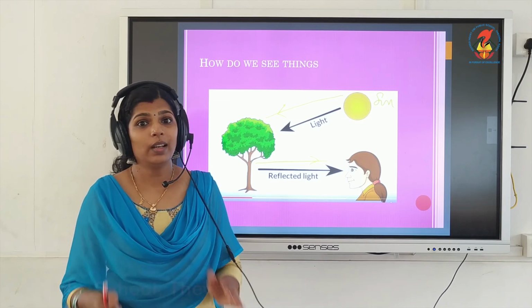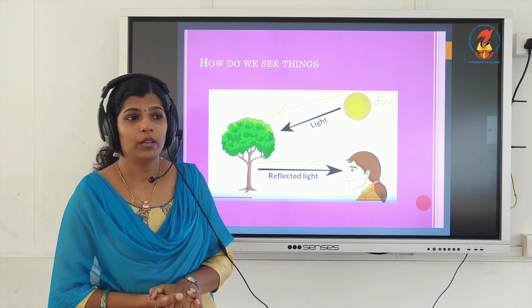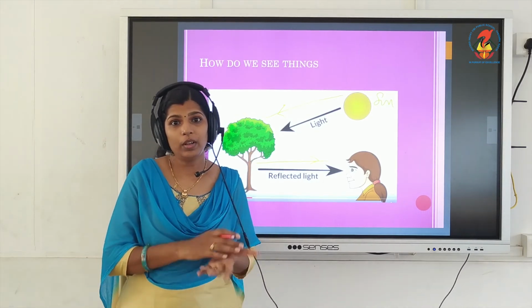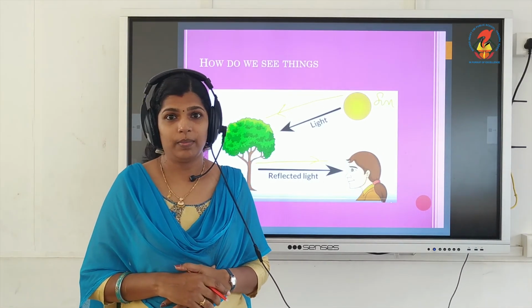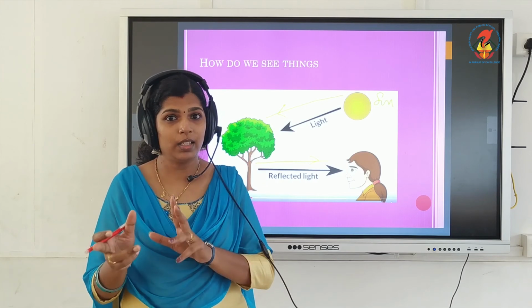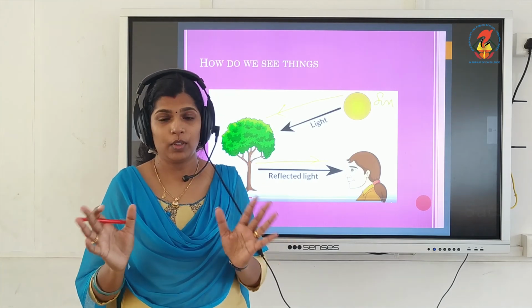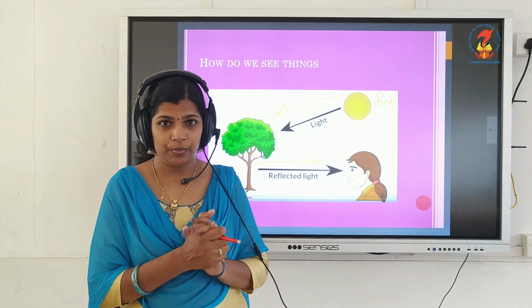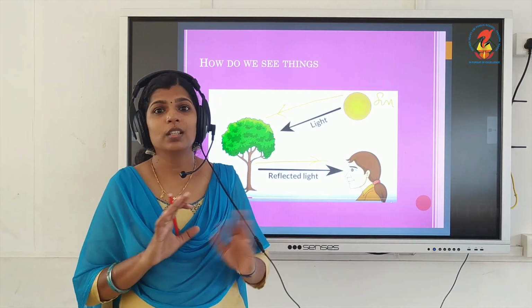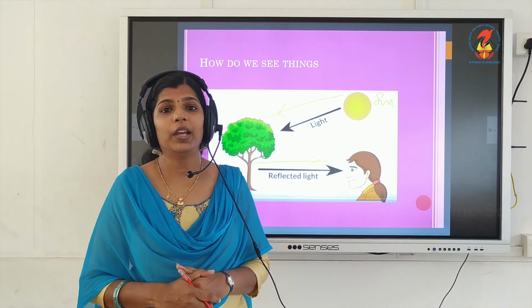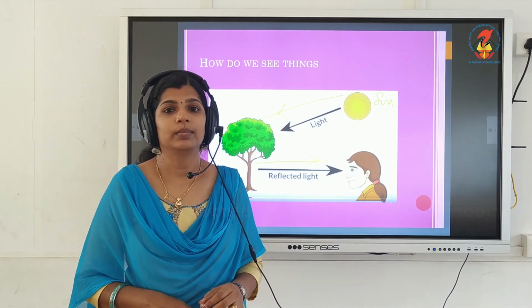Okay. There are certain letters in the English alphabet whose mirror image and the letters are the same, meaning the object and its mirror image are the same. Object means the letter itself. So, the letters and their mirror images are the same. Just find them out and write them in your notebook.